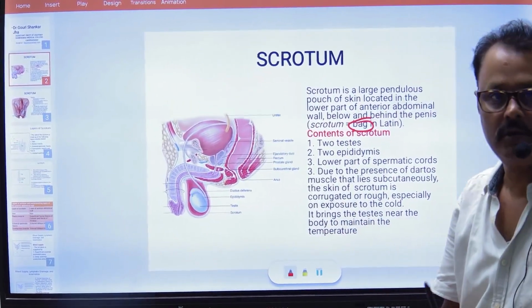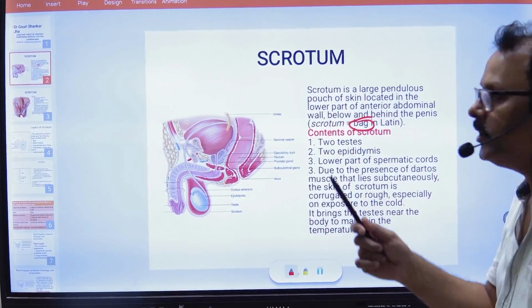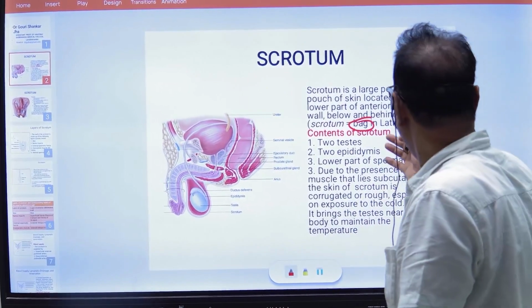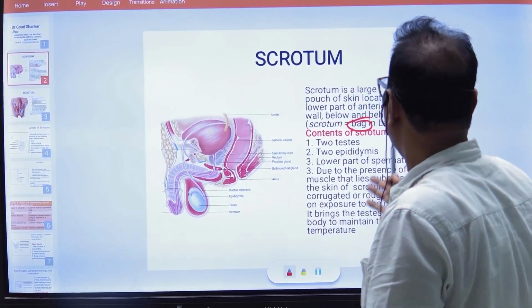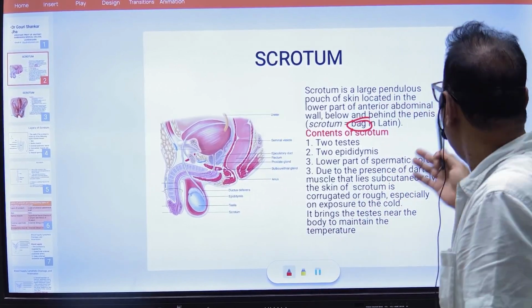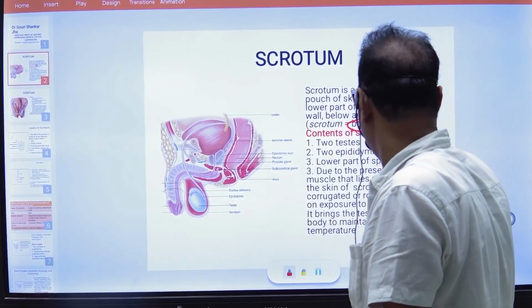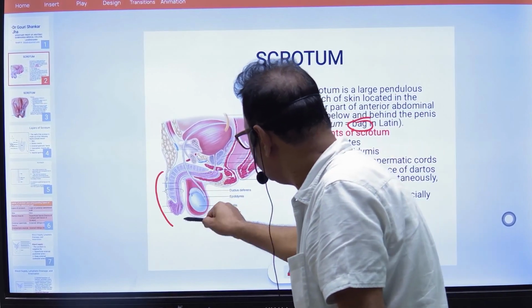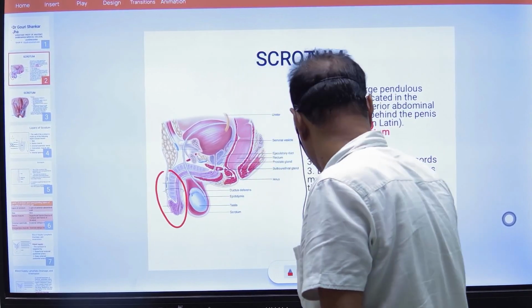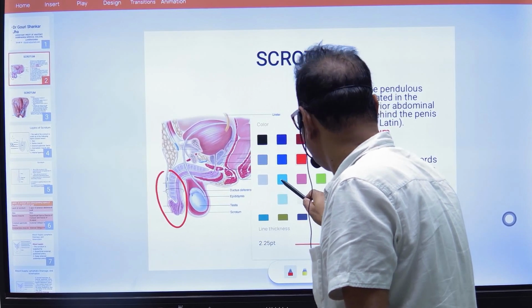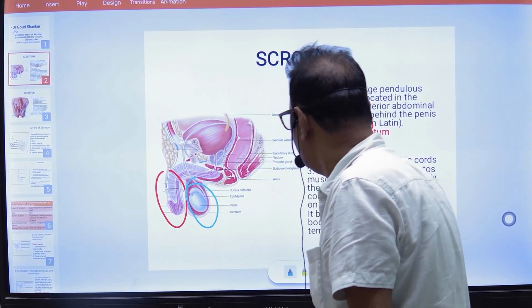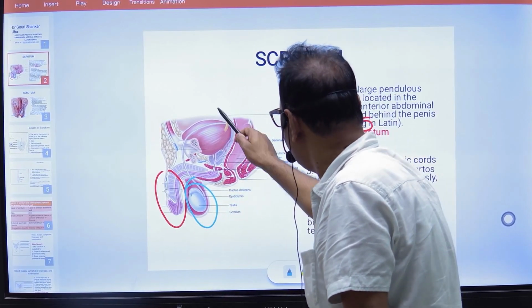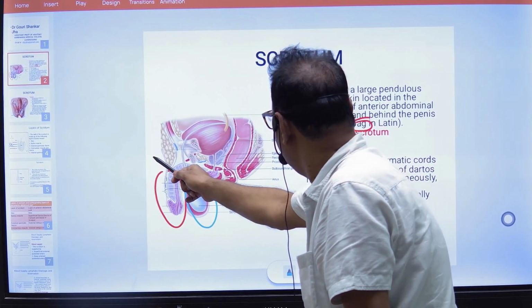Today we will talk about the scrotum. The scrotum is a large glandular pouch of skin located in the lower part of the anterior abdominal wall, below and behind the penis. Here is the penis, and this is the scrotum. So it is situated behind the penis and below the anterior abdominal wall.